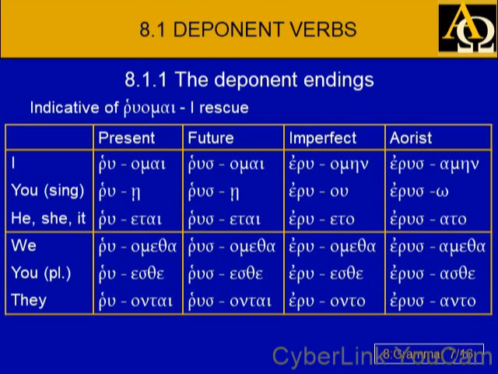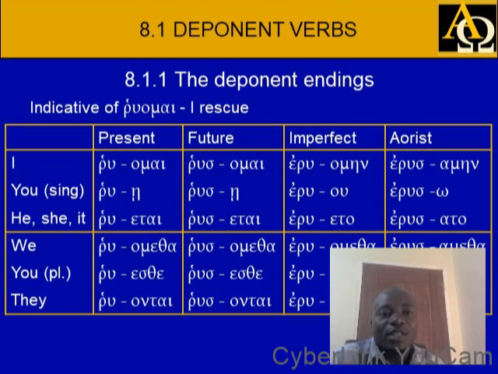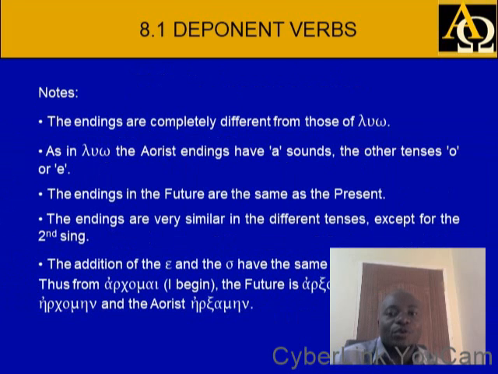Okay, so it's important to know these endings because that's what will help you to differentiate. So the endings are completely different from those of luo. As in luo, the aorist endings have an R sound. The other tenses have an O or A sound. The endings in the future are the same as the present, only that there's a sigma suffix, like I mentioned.